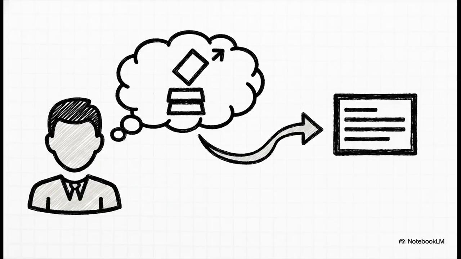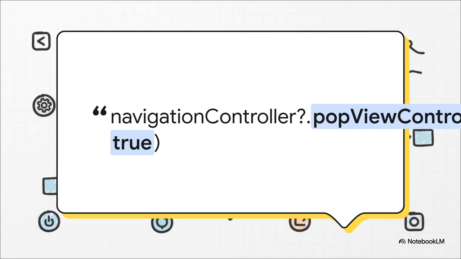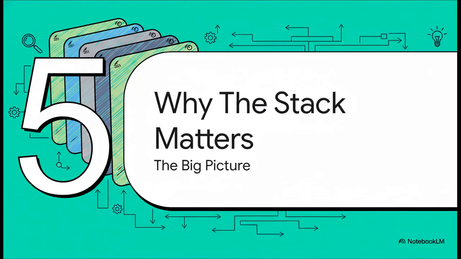And what about going back? Well, 99% of the time, that automatic back button handles it for you. But if you ever need to trigger it yourself in your code, well, the command is exactly what you'd expect. Yep, you just tell the navigation controller to pop the current view controller. It takes care of removing the screen from the stack and animating you back to the previous one. It's beautifully simple.